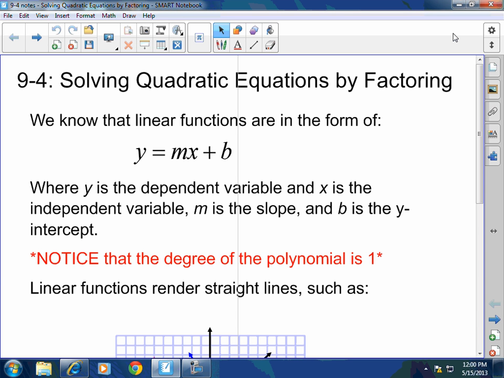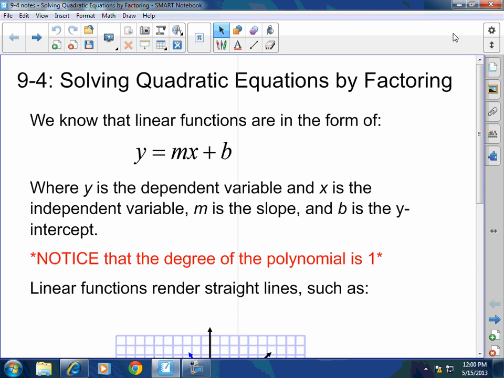Now, before we get into the actual quadratic equation, I just wanted to show you some similarities and differences between a linear function and a quadratic function. So we're going back in time a little bit. It's kind of like a mini review for you guys for linear equations.